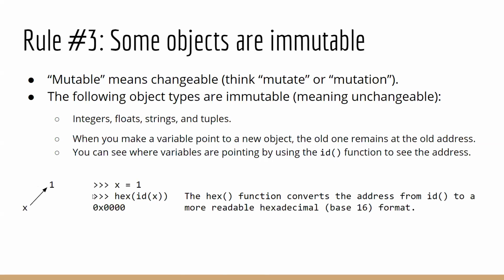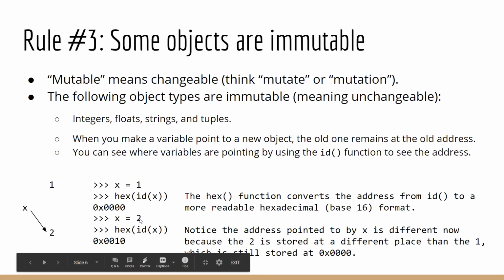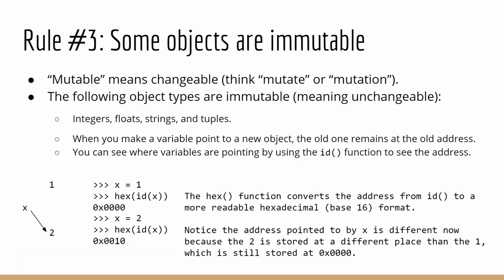So x is pointing to 1. Okay. Now if I say x is now pointing to 2, notice that the address changes because 2 is at a different spot in memory. And the 1 is still at its previous spot. There's just nobody pointing to it anymore. It's just chilling there. So different languages handle this differently, getting rid of old data.